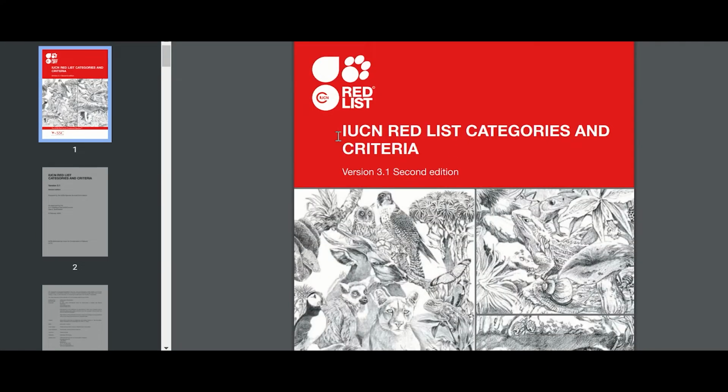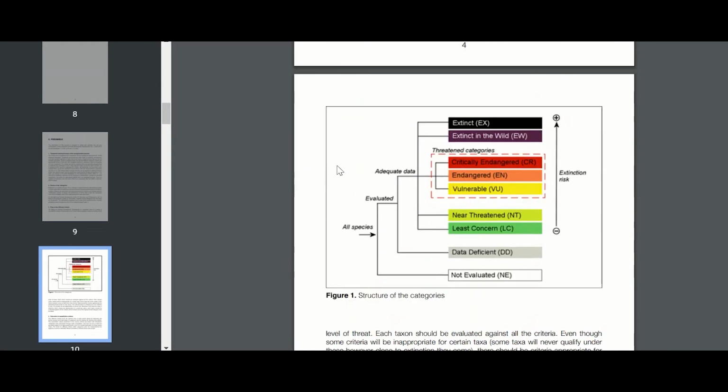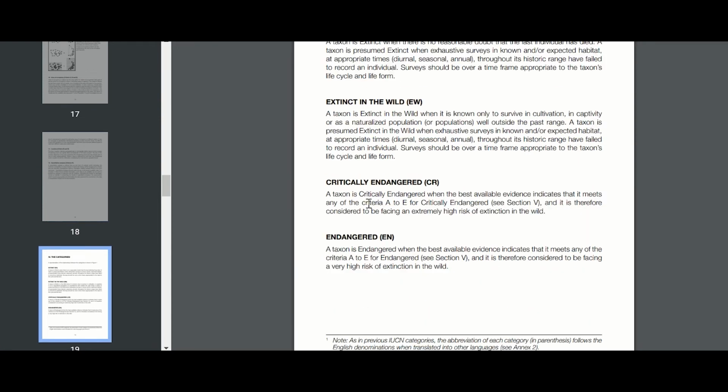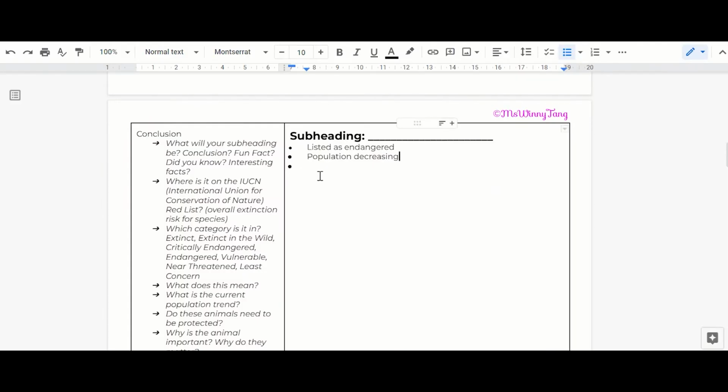So it's the IUCN Red List categories and criteria, and it gives you some information or a bit of an overview of the different categories, and then it will also tell you what they mean. Whale sharks are listed as endangered, so what does that mean? So here it says that they are considered to be facing a high risk of extinction in the wild. So high risk of extinction.